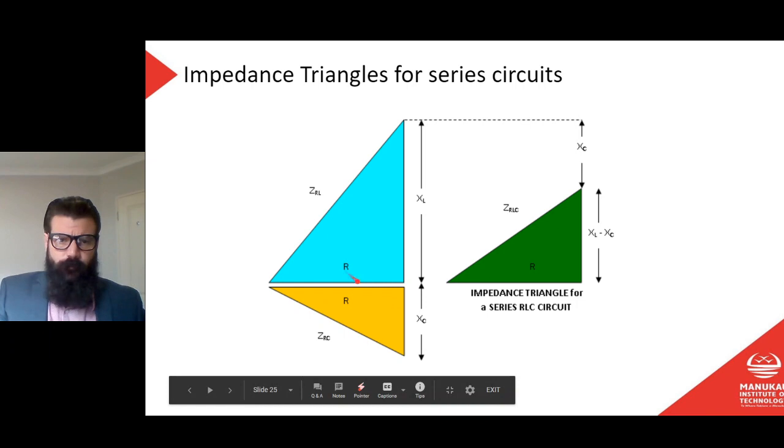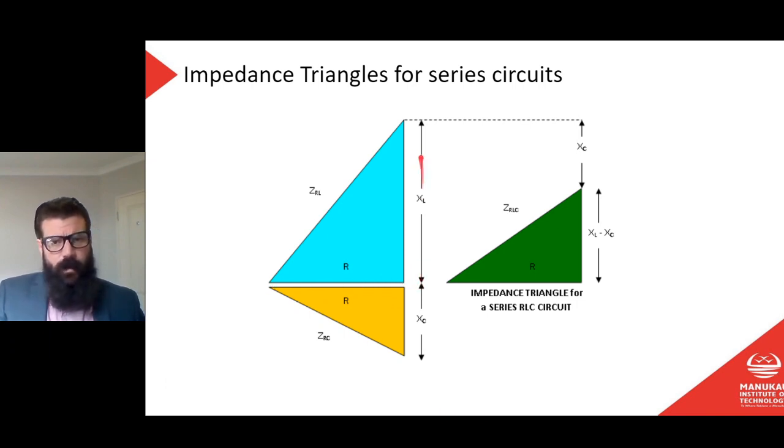So resistance is on the horizontal axis there. And there's my inductive reactance. And down here is my capacitive reactance.